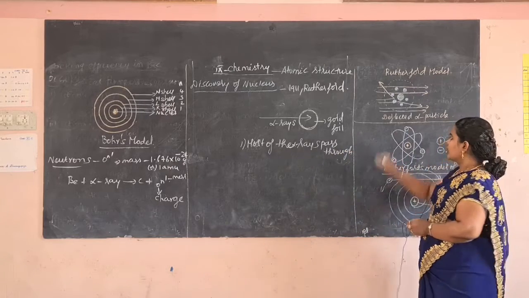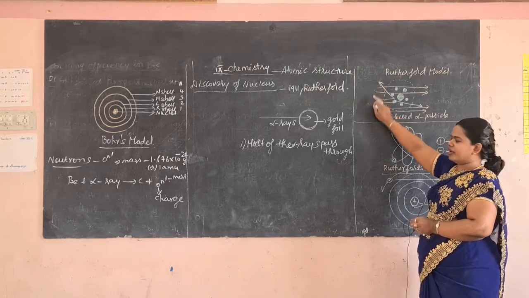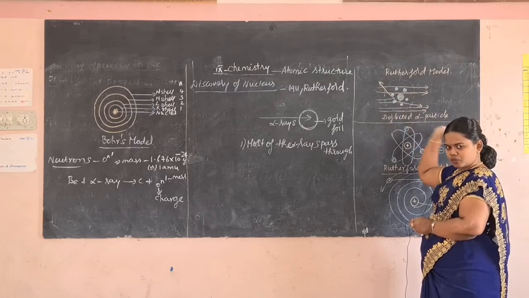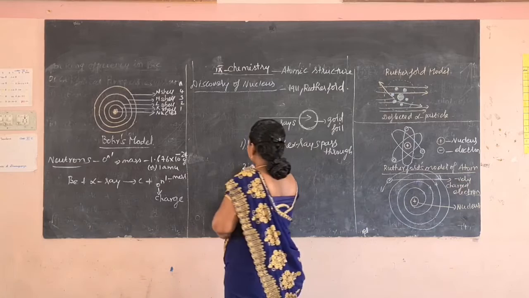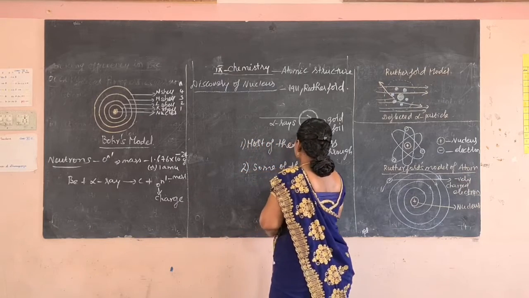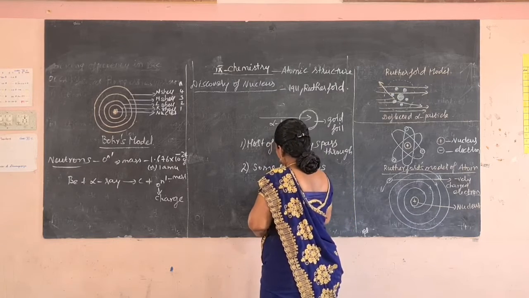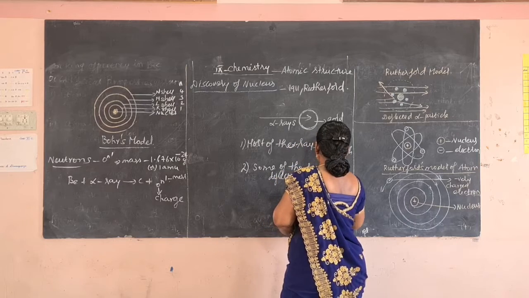And the second thing, some of the rays got deflected from the foil. Some rays, while passing nearby, moved aside and got diverted. The second observation is that some of the rays are deflected from the foil.